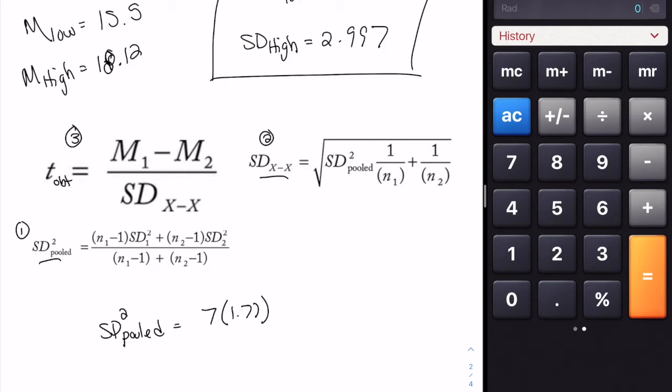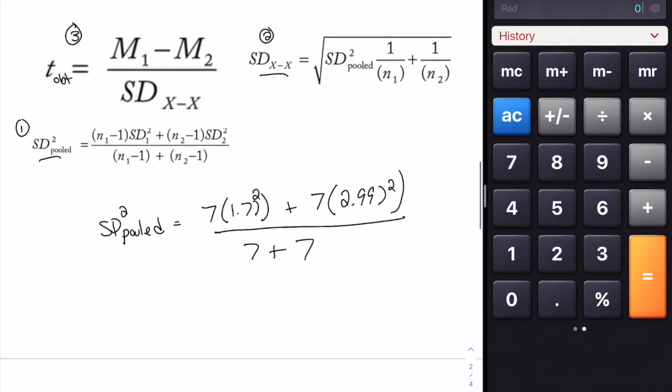SD low is 1.77, so 1.77 squared plus 8 minus 1, 7 again, times 2.997 squared, divided by n1 minus 1, 7, plus n2 minus 1, 7.